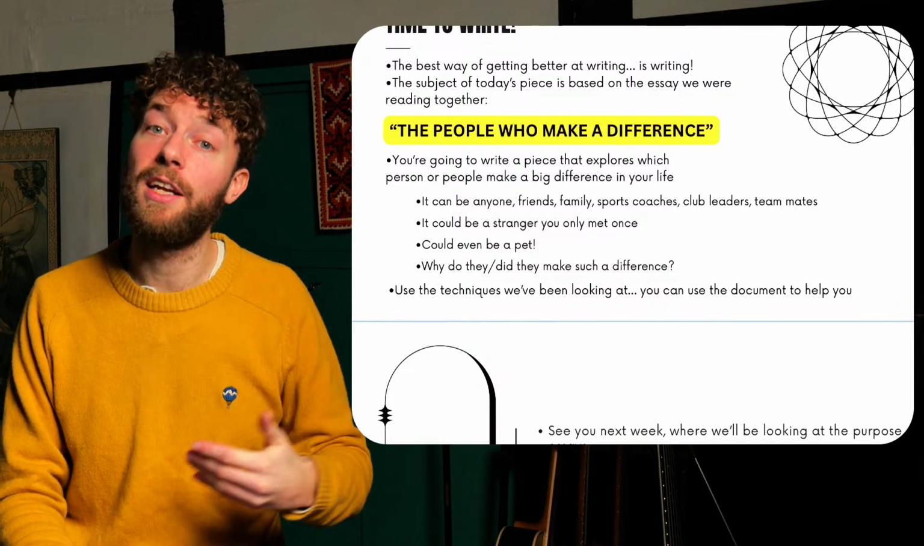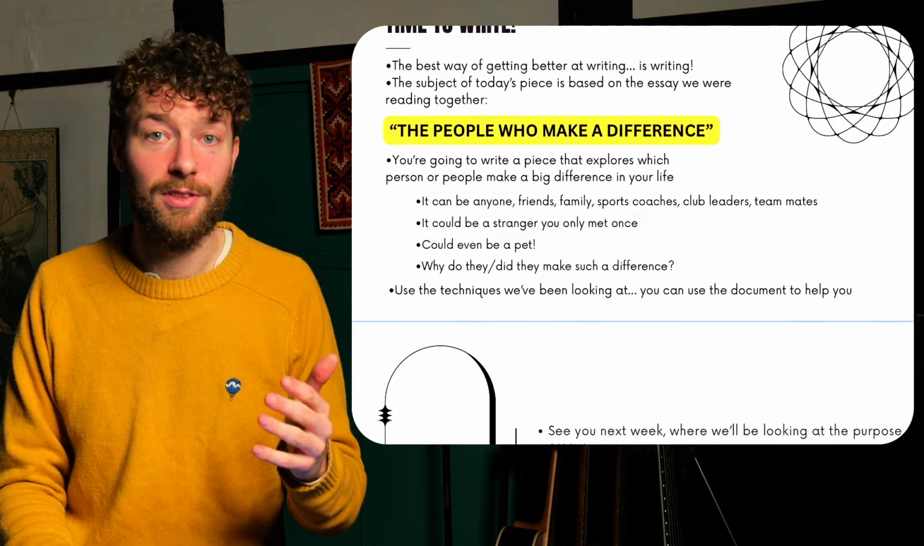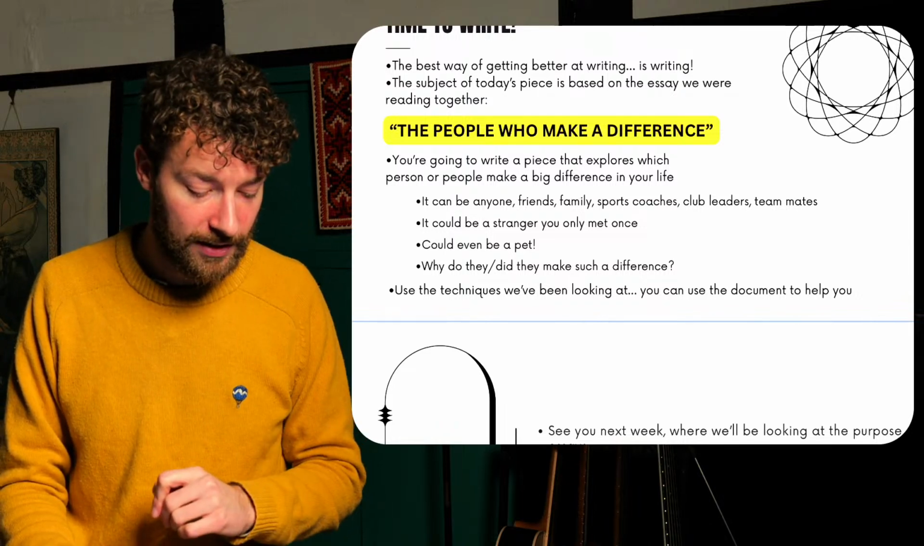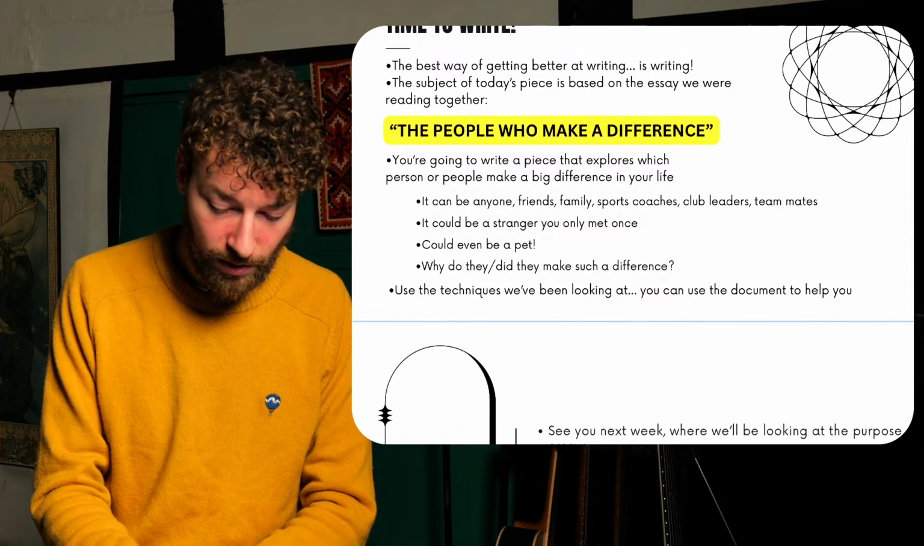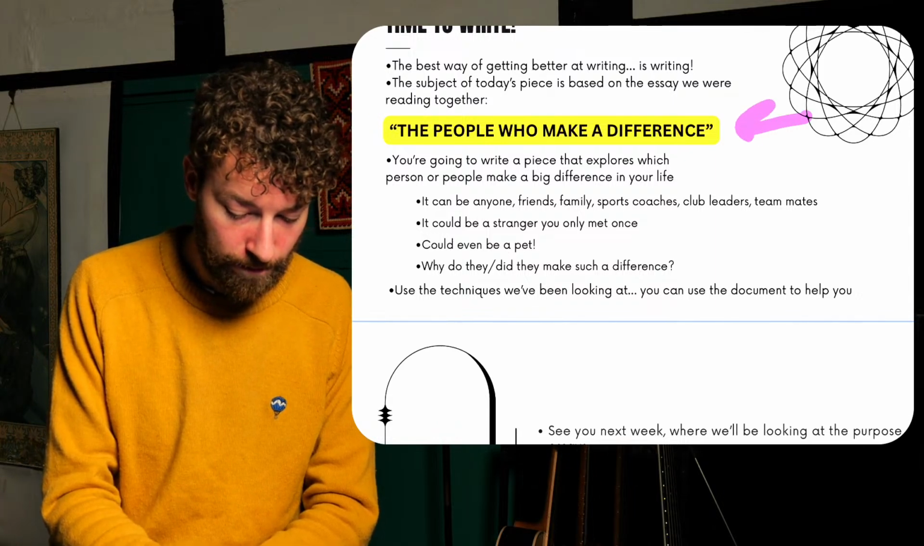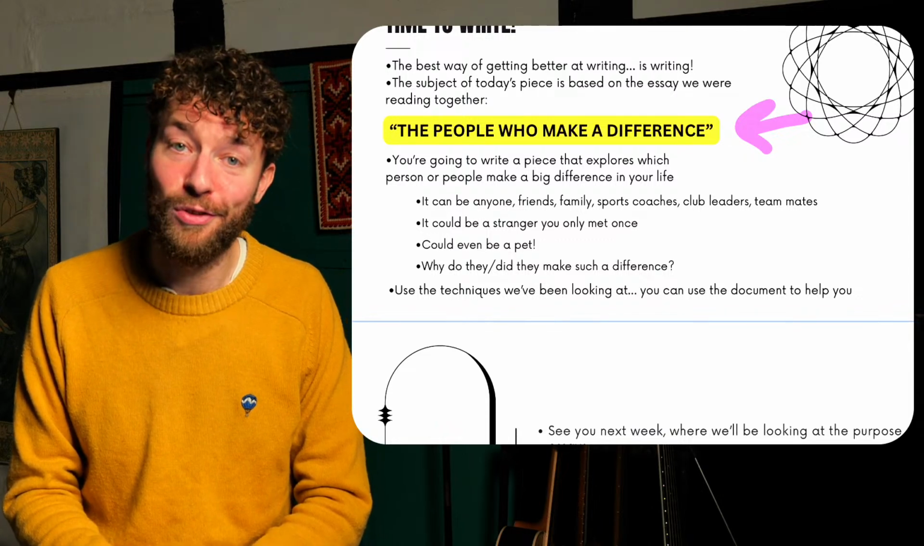So each week I'm going to give you a topic, a title for you to write about. And this week, the topic is the people who make a difference. You can see it on the screen there. There's a big pink arrow. The people who make a difference.